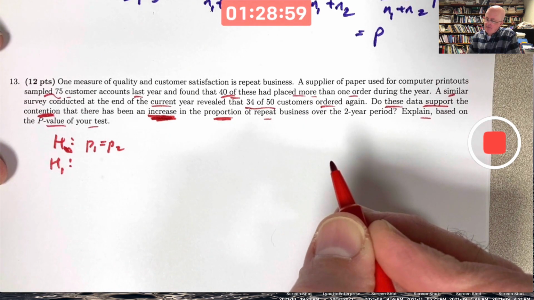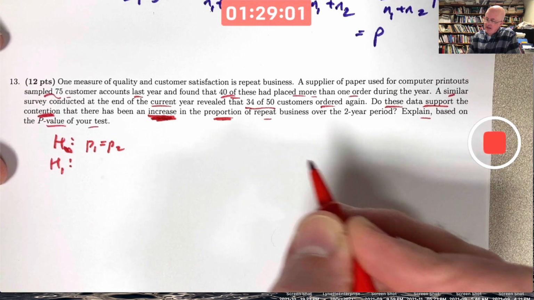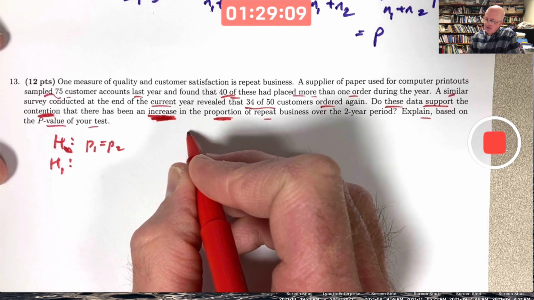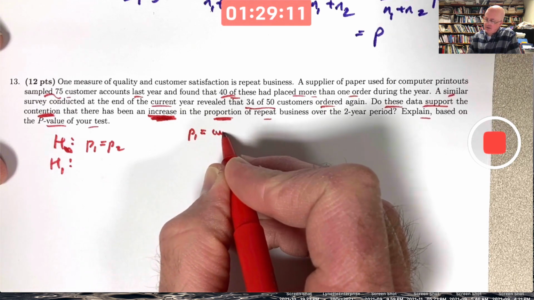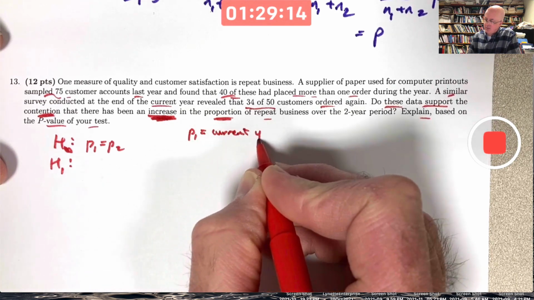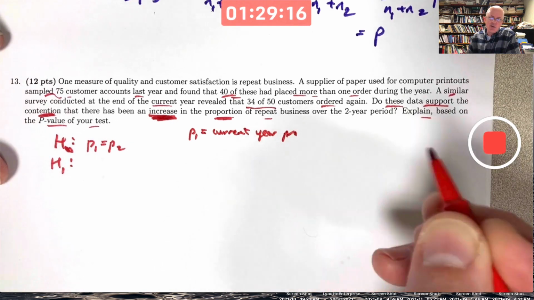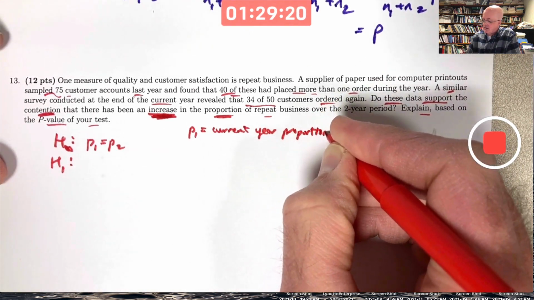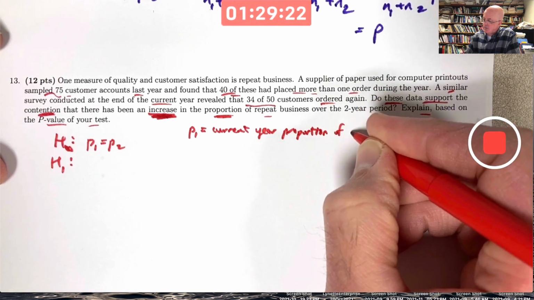Pretend p1 is the current year and p2 is the one from a year ago. P1 is the current year proportion. I could do it the other way around. Maybe that would make more sense. Proportion of customers with more than one order.